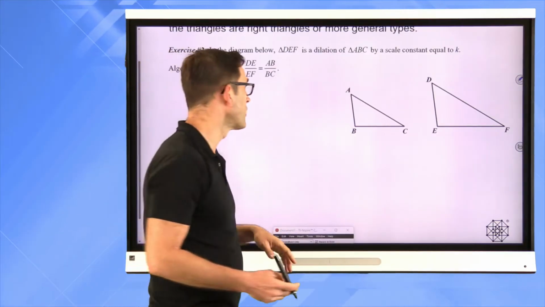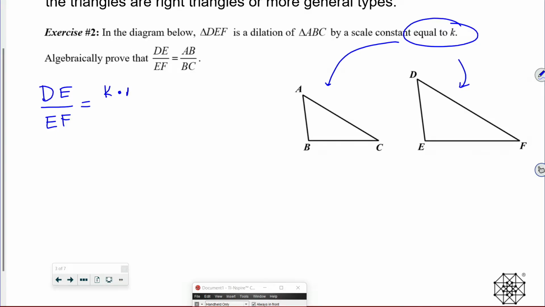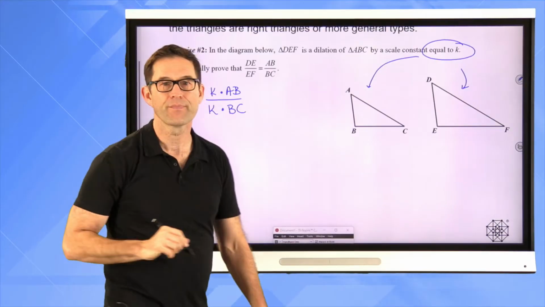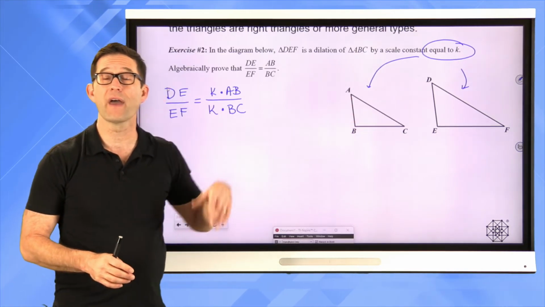Let's do this proof together, and let's just start off by writing down DE divided by EF. Right? And what is that equal to? Well, we know that this one is just the smaller triangle that's been scaled by a factor of K. So what is DE? Well, it's K times AB. And what is EF? Well, that's K times BC. Okay, that is literally what it means to dilate this triangle by a factor of K.